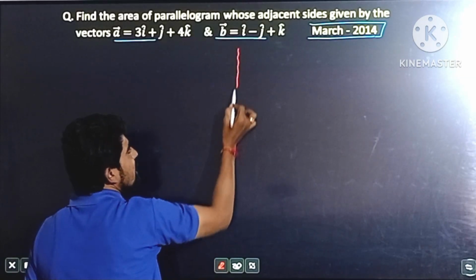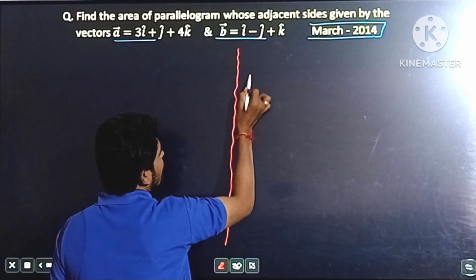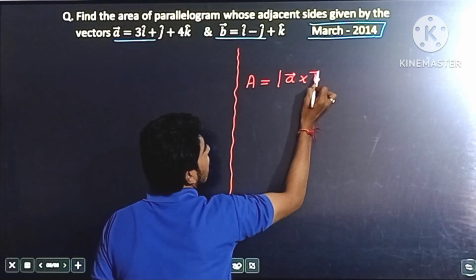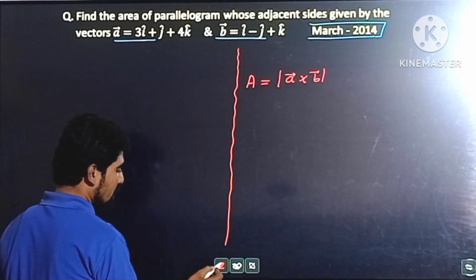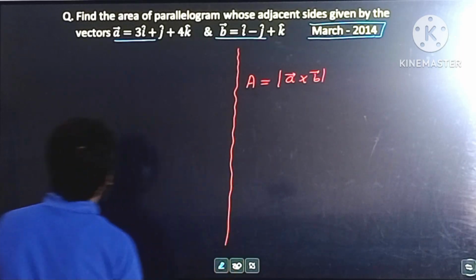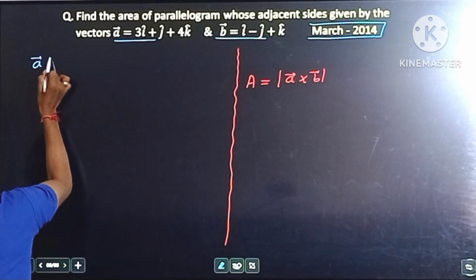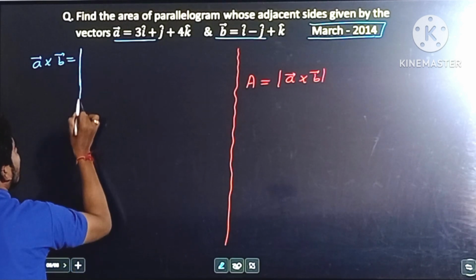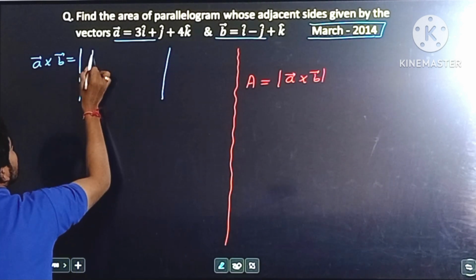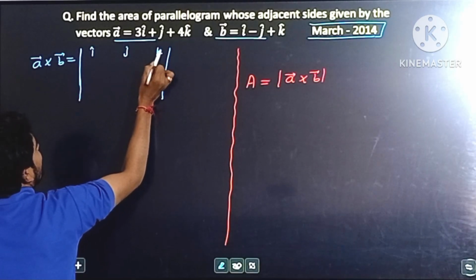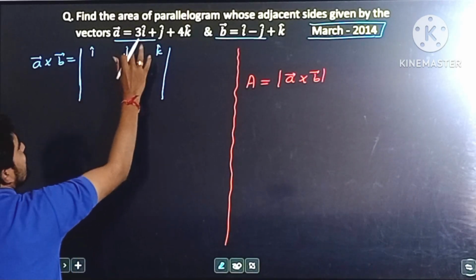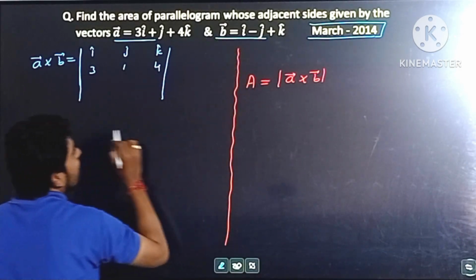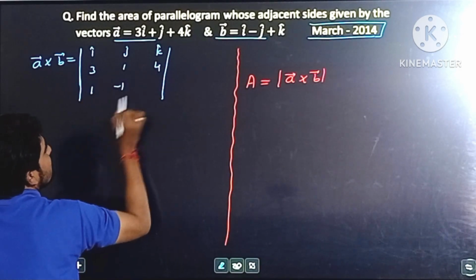So we know that the area of the parallelogram equals the magnitude of A vector cross B vector. So first we need to calculate the cross product of A vector and B vector. Therefore A vector cross B vector equals the determinant where the first row is i, j, k, the second row is the coefficients of i, j, k in A vector, that is 3, 1, 4, and the third row is the coefficients of i, j, k in B vector, 1, minus 1, 1.